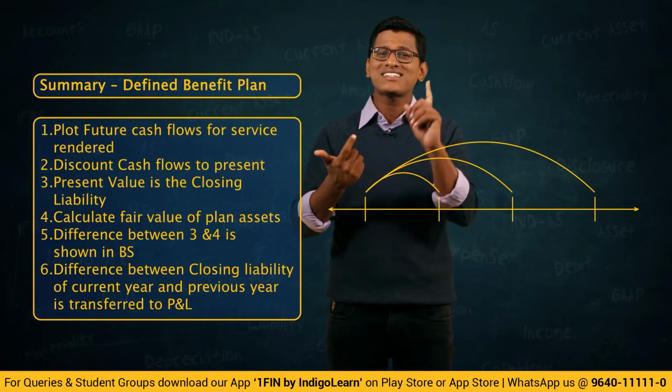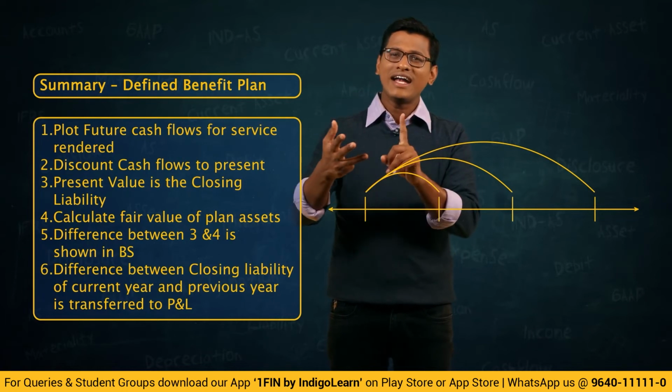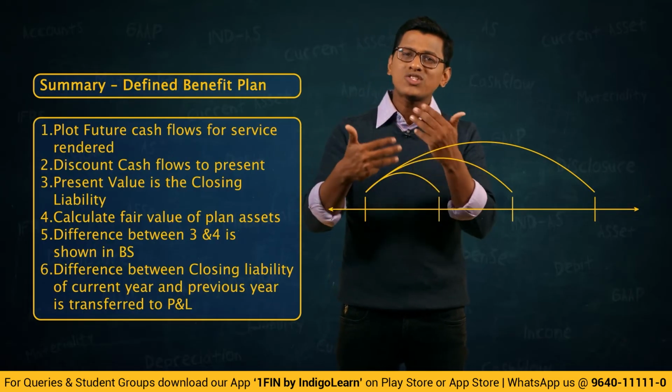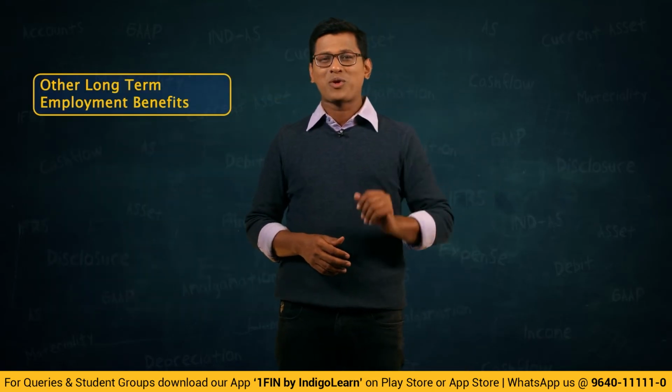Current service cost, interest cost, actuarial gain or loss, and the adjustments whatever we do for any past service cost. Let's now talk about the next category, that is other long-term employee benefits.